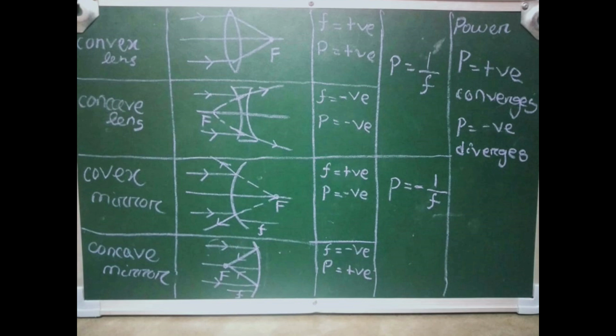Next, in case of a concave mirror, see the last table. In case of a concave mirror, the rays converge and meet at one point, the focal length is negative, but due to the rays converging, the power is positive. So P equals minus 1 by f.